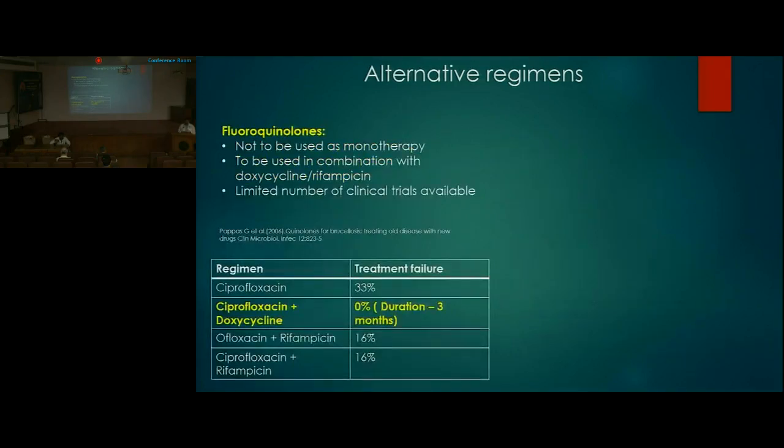For fluoroquinolone, it should not be used as a monotherapy. It should always be used in combination with doxycycline or rifampicin. In one clinical trial, it has been found that the monotherapy with ciprofloxacin alone has a treatment failure rate of up to 33%, while ciprofloxacin with doxycycline has a treatment failure of 0%, but in this, the duration is more than 3 months.